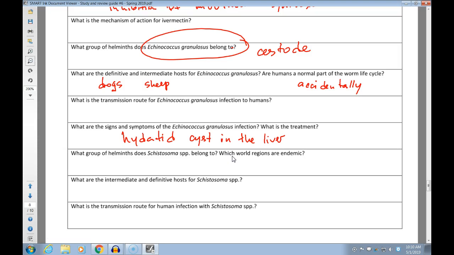Okay? Schistosoma, whether Mansoni or japonicum, are flukes or trematodes. Endemic world regions: Africa, South America. Intermediate host, snail. Definitive host, human. Transmission route: it gets through the unbroken skin after swimming in infested water. Make sense?